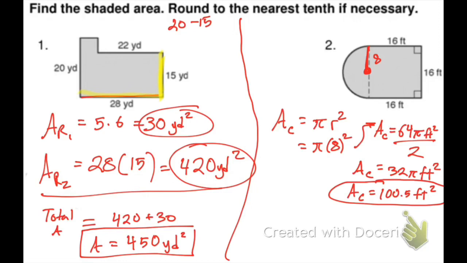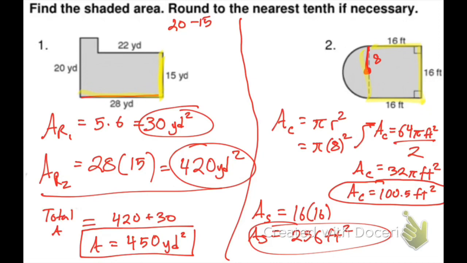Now let's calculate the area of my square. So to calculate the area of the square, I'm just going to do length times width, or side times side, s squared. 16 times 16, that gives me 256 feet squared. That's the area of the square. Now, I'm just going to write this up here really quick. 256, because I'm limited on my space, as are you guys. 100.5.